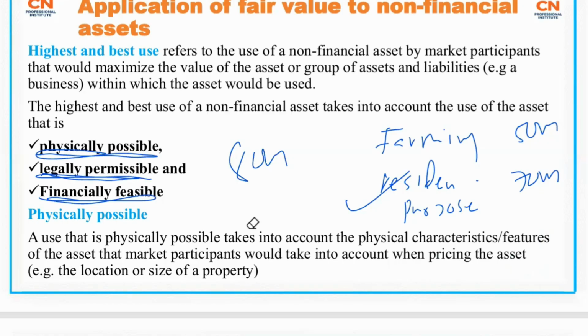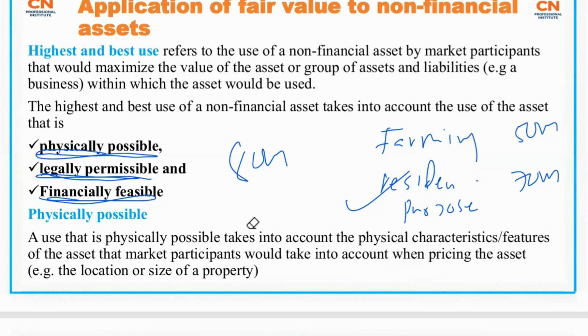Okay, so we look at the physical features or the physical characteristics that market participants will take into account when they are pricing the asset. For example, you look at the size of the asset, the shape, the location, the topography. So physically possible: look at the physical characteristics, the physical features.